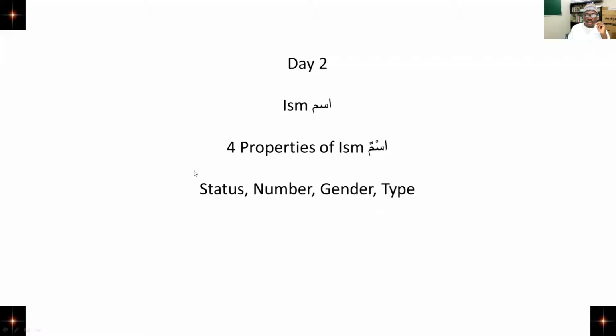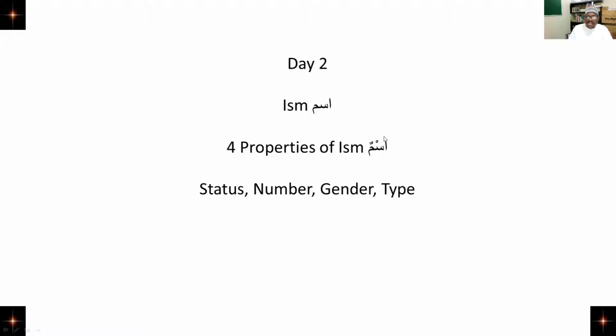So these are the 4 properties, but for all 4 properties, we need to go into details to see what the statuses are. Is it only one status? Is it 2 statuses? Is it one type of number? Is it 2, 3? Gender, are they 1, 2, 3? Type, are they 1, 2, 3? Those are the things that we are going to learn. By the time we finish today, you will have seen what these 4 properties mean.